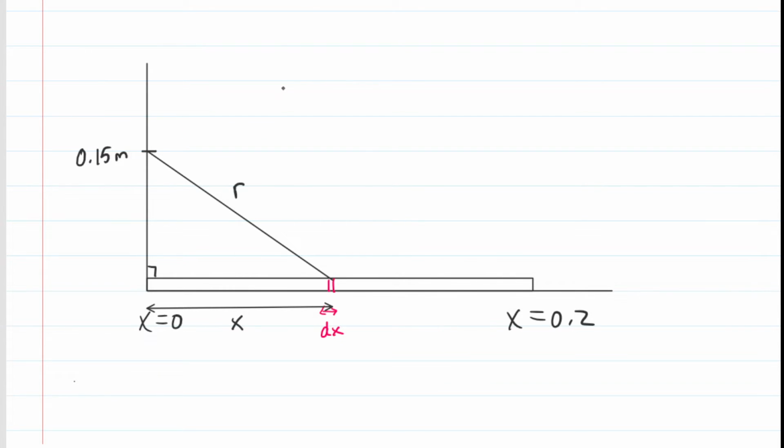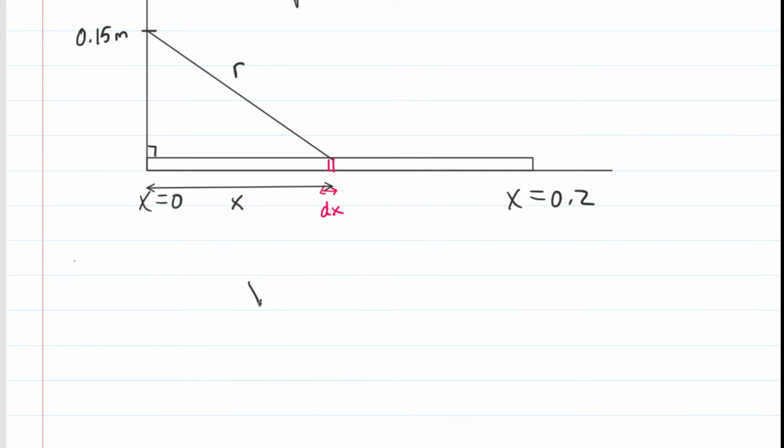So we can use the Pythagorean theorem. We have a right triangle here. We could say that x squared plus the 0.15 meters squared is going to equal r squared. And then we just take the square root of both sides, and that way we have our expression for r in terms of x. Now with that in mind, much of our analysis will proceed similar to what we did earlier. So we'll walk through that again.